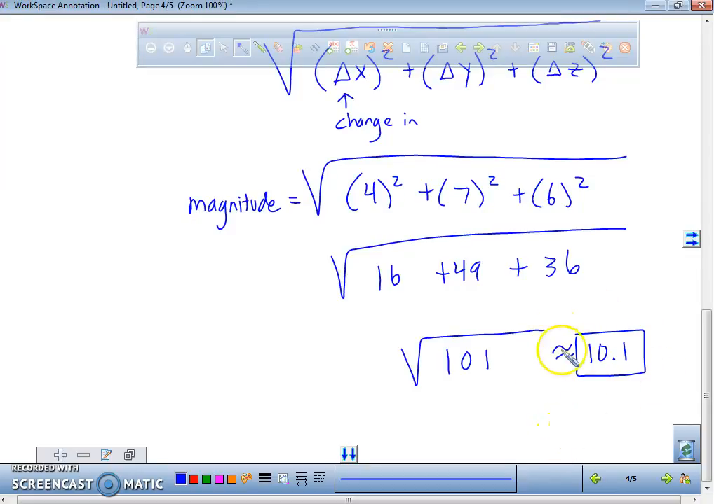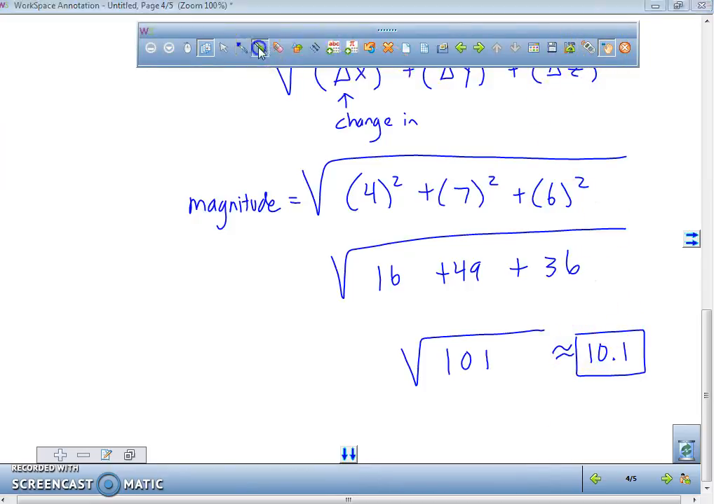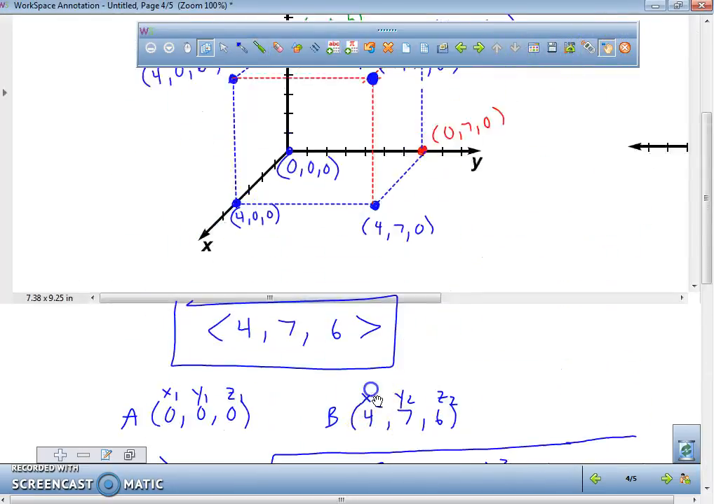Now, what would this vector look like in 3 dimensions? Let me show you. I'm going to do it in green so you guys can see this vector in green. We go right up here where the origin is.